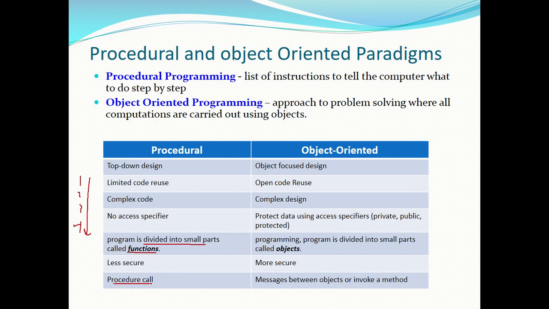This is less secure because the data has no access modifier. It's just the data in a function, or you can declare it in the whole program so all the functions can use it, and this will make the data less secure and anyone can access it.